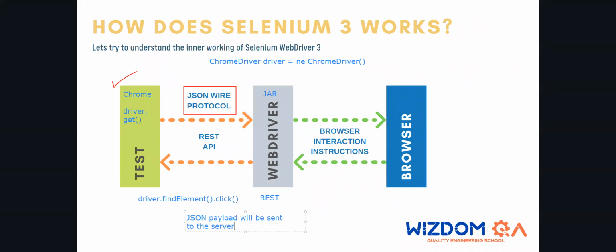So what is a JSON payload? JSON is nothing but JavaScript Object Notation. That is what JSON means. So what exactly is JSON? JSON is the most preferred way to communicate data from one end to the other end. In simple terms, this is what JSON is. Let me show you what JSON looks like.